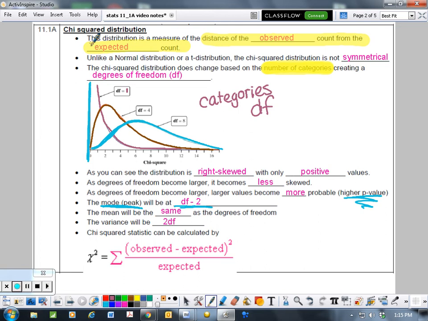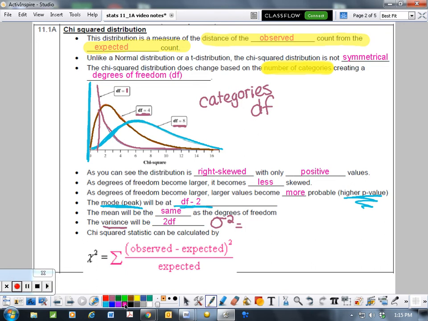Now the mean will be the same as the degrees of freedom. So here my mean is 1. Our average would be 1. Here our average would be 4. Here our average would be 8. And then the variance, which is really, variance is our standard deviation squared, is going to be 2 times your degrees of freedom.